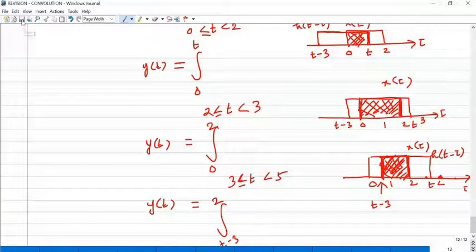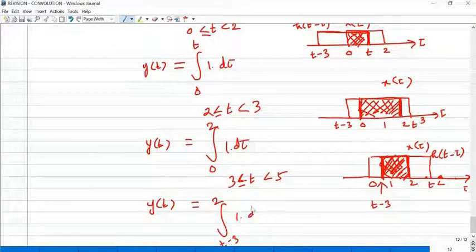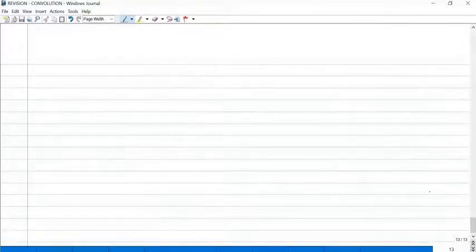Okay. Then x of tau, h of t minus tau, in all cases it is 1 only. So you can solve it directly: 1 into d tau, 1 into d tau, 1 into d tau. Okay. So finally, you have to summarize your result. What are the values you got for y of t after integrating and substituting your limits?